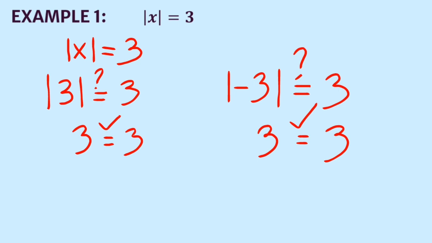It means that 3 and negative 3 are the solutions for this equation. So if we are going to rewrite that, the solution set will be 3 and negative 3. So that's for the solution. Okay, let's have another example.